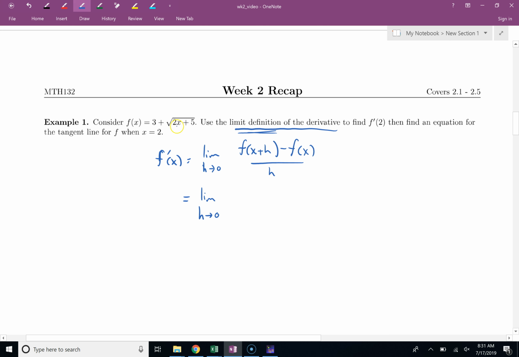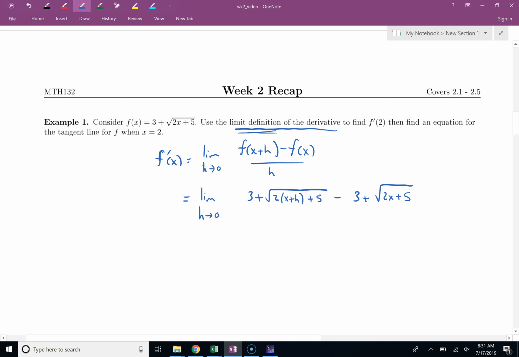So everywhere I see an x, I'm going to plug in my x plus h. So I have this 3 plus the square root of 2, but now instead of x, I'm plugging in x plus h. And then there's also this plus 5. That's all under my square root. So that's my f of x plus h. And then we have to subtract away f. So 3 plus the square root of 2x plus 5.